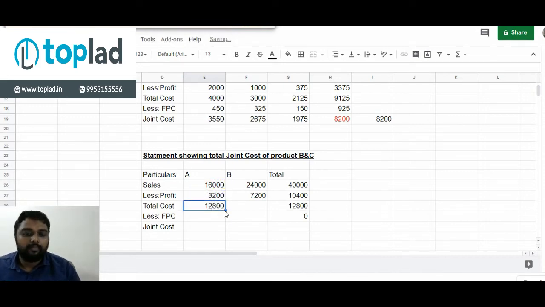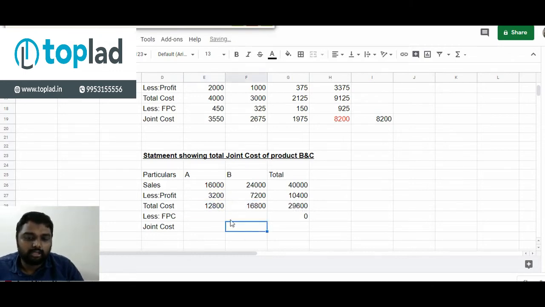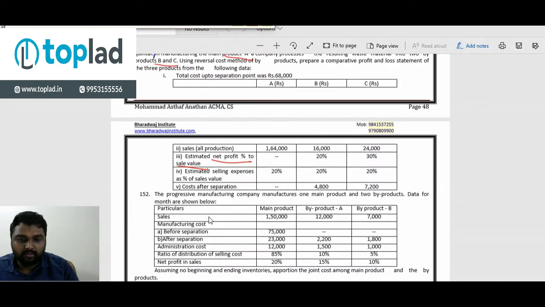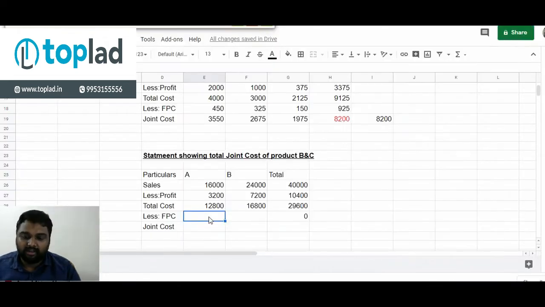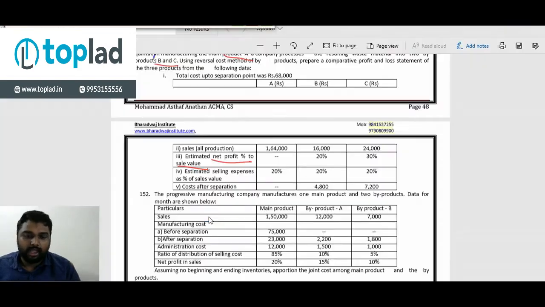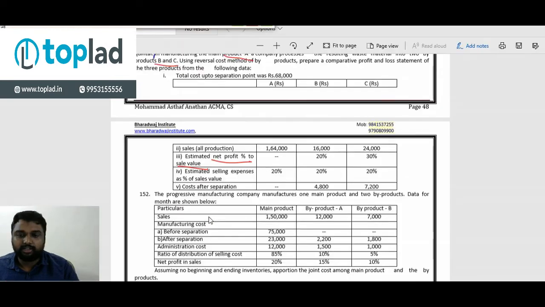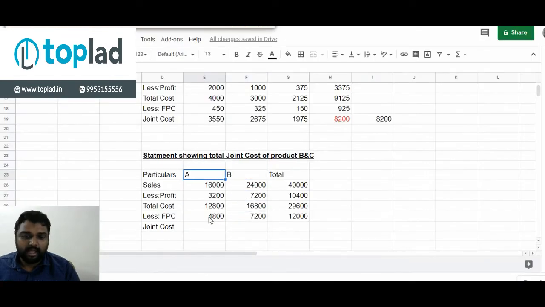So from the sales, if you reduce the cost, you get your profit. Now we have to reduce the further process cost. What is the further process cost? Further process cost is the last one, cost after separation, which is 4,800 for A. Second product is 7,200. Actually, the products are called B and C.